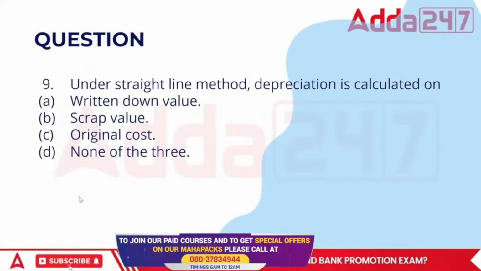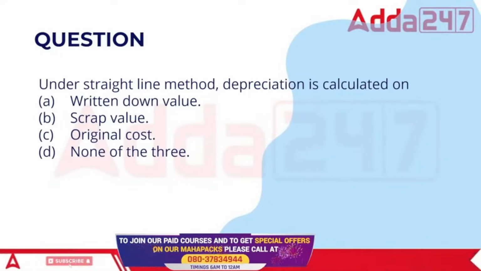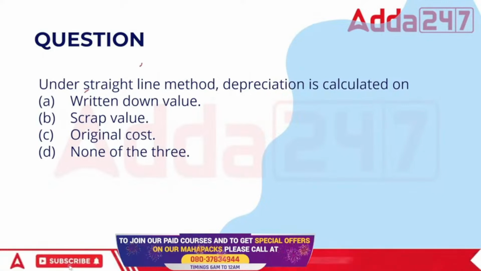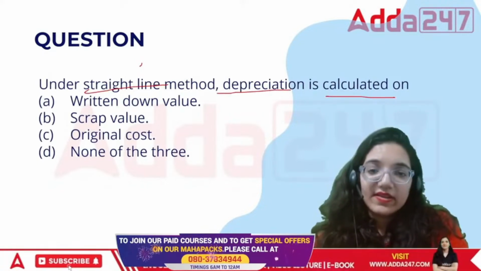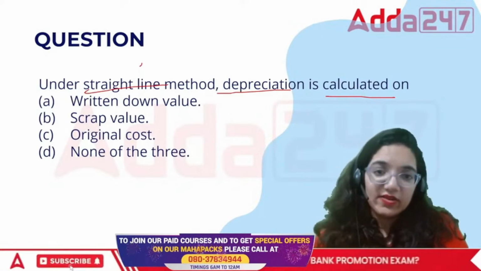Here comes the next question. Under the straight line method, we are talking about depreciation now. Under the straight line method, depreciation is calculated on WDV, scrap value, original cost, or none of the three.